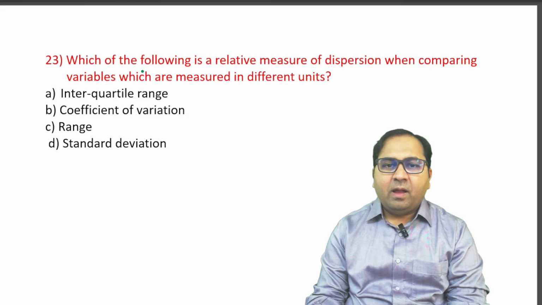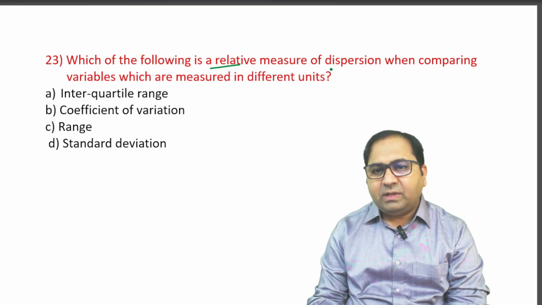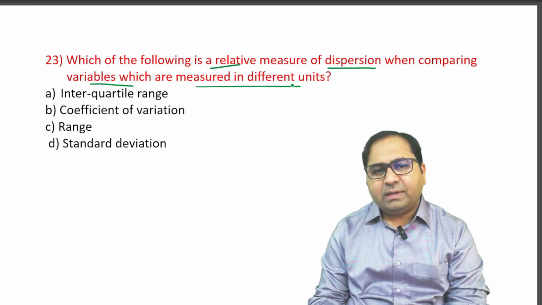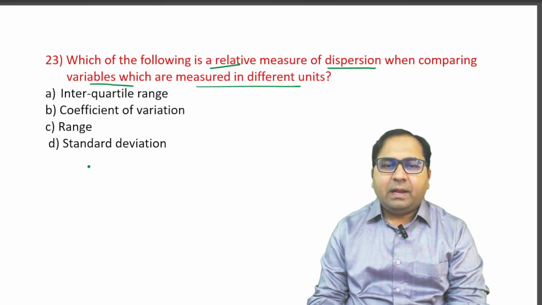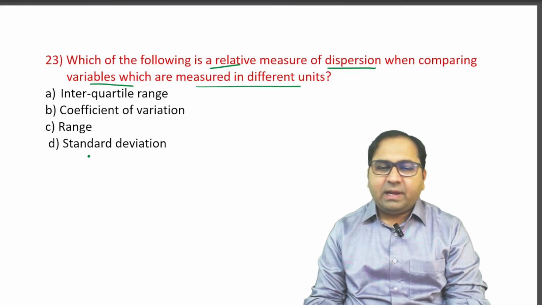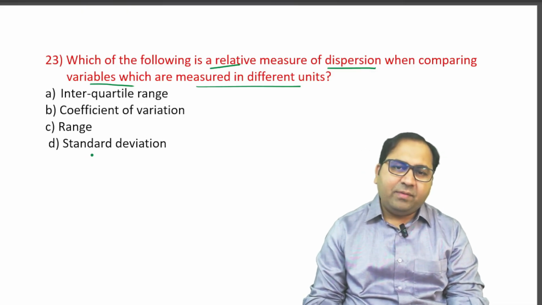Next question. Which of the following is a relative measure of dispersion when comparing variables which are measured in different units? The options are A interquartile range, B coefficient of variation, C is range, and D is standard deviation.